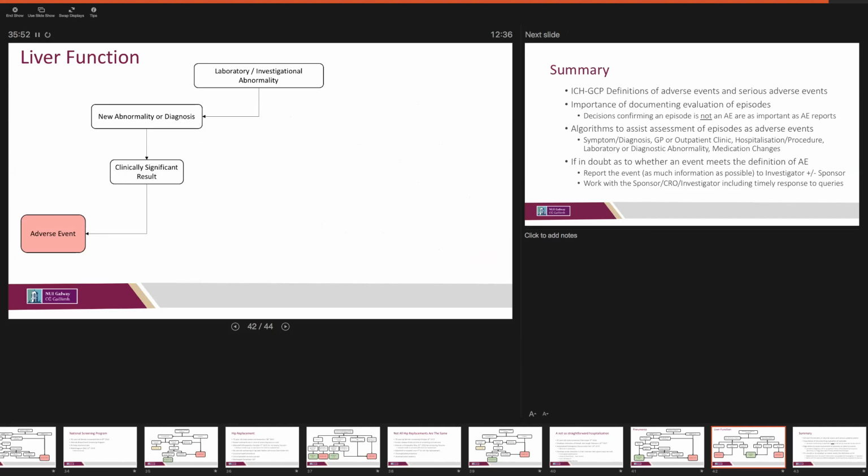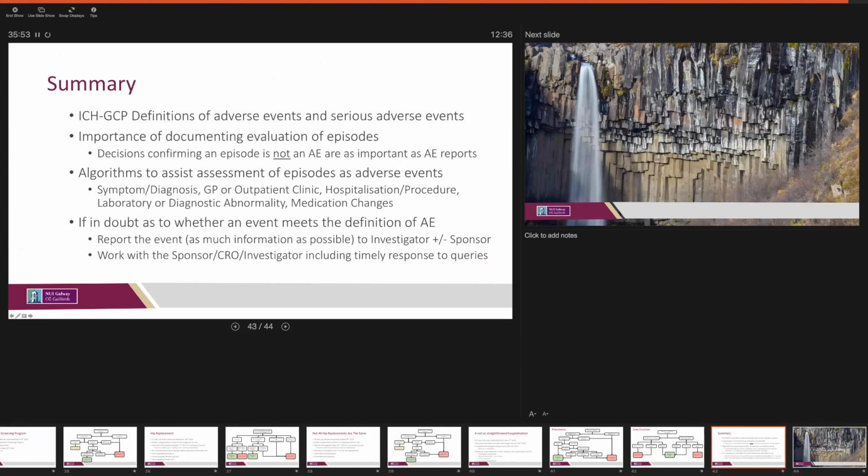So to bring this all to the end, just to summarize what we've discussed, we've gone through the ICH-GCP definitions of adverse events and serious adverse events, highlighting the difference between the two of them. I've highlighted what I think are the important elements for documenting that you've evaluated an episode or a clinical occurrence to determine whether it is or is not an adverse event, and highlighted that it's important to document when you think something is not an adverse event, and that can sometimes be as important as when you think something is. I provided you and talked you through 5 algorithms that I think are useful in the assessment of episodes for potential adverse events. One was on symptom or diagnosis, one was on attendance at a clinic, one was a hospitalization or procedure, one was a testing abnormality, and the other was a change in a medication.